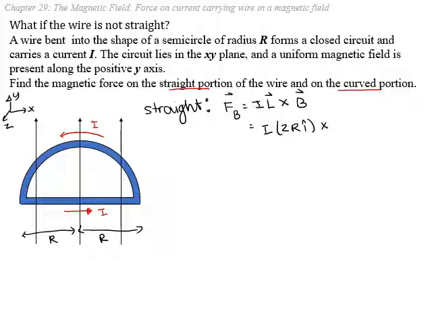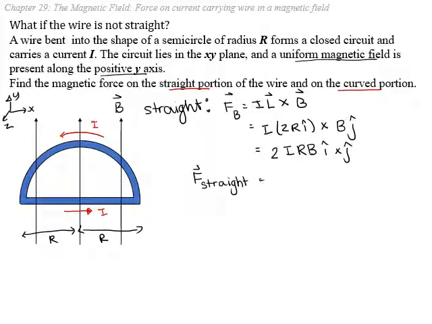That's crossed with my magnetic field, and the problem says a uniform magnetic field is present along the positive y-axis. So these up arrows are showing the magnetic field. So that's B, J hat. I'll haul my constants all out to the front. 2 times I times R times B, I cross J. I cross J is equal to K. So my magnetic force on the straight portion equals 2IRB K hat, or straight out of the page. So that magnetic force on the bottom part points out.